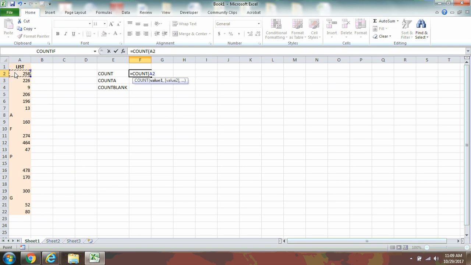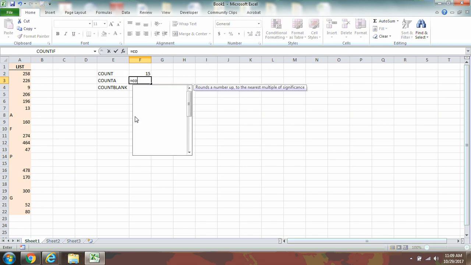Now what you can do is highlight your range. Notice that I did not highlight the title. And I'm going to close the parentheses and hit enter. And according to this, there are 15 numbers in this list. Now that doesn't mean there are 15 values. That means 15 numbers.